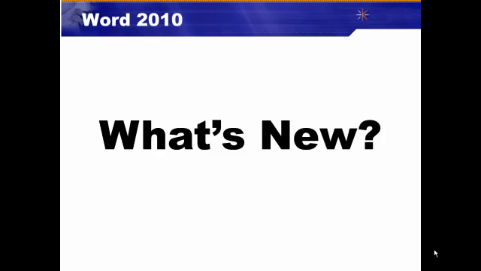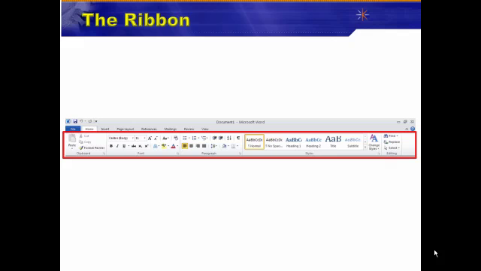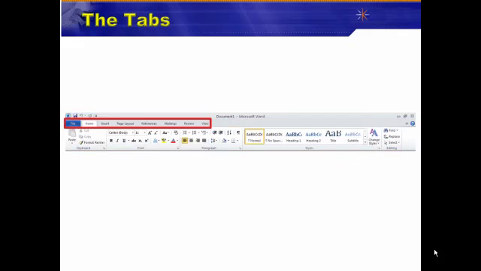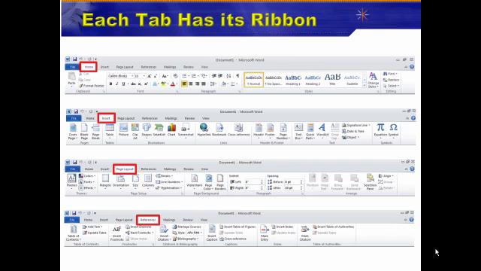Let's take a look at the Word 2010 interface. At the top of the screen, you'll notice the large ribbon. The ribbon contains functions that are seen in the earlier versions of Word, but they're logically grouped here, and they change according to the tabs you select. Each tab has its own ribbon.